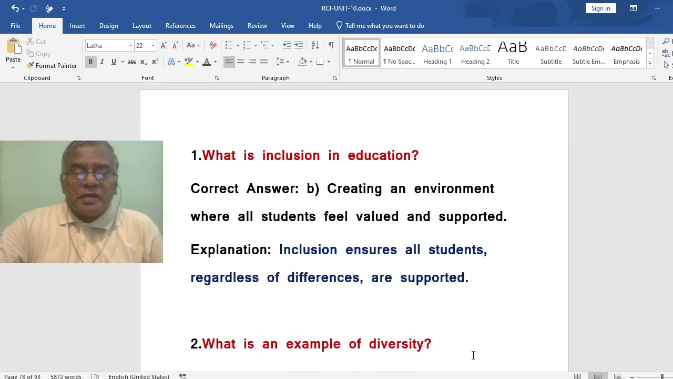Now let us analyze some important questions related to this topic. What is inclusion in education? Creating an environment where all students feel valued and supported. Inclusion ensures all students, regardless of differences, are supported.